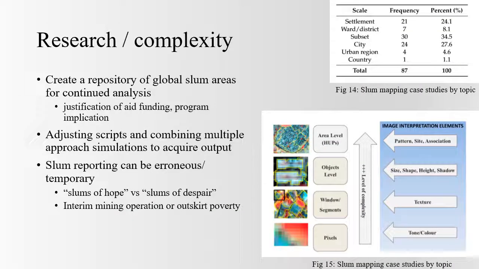As we move forward in justification of aid funding with the NGOs for these different programs for slum dwellings, we need to show that they do exist, and what the spatial correlations are of the impacts on my city from those poor citizens living in these unkept areas. And then also we're going to have to be able to discern between slums of hope and slums of despair, which are two different coined terms being used here. Is it a mining operation that's just popped up and will be there for 6 months to a year, or is this the outskirts of a poverty-stricken area?